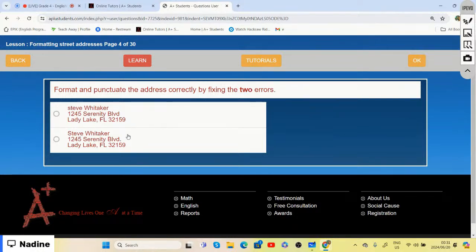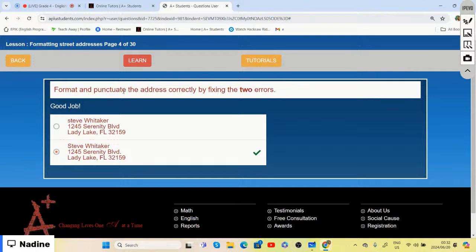Option 1 or option 2. All right, and if we were to format and punctuate our address correctly by fixing the two errors, then yes, we will choose option 2, because the error that we find in option 1 is that Steve is not capitalized, and next to the street name, we did not put our period after BLVD, right? So option 2 is correct.